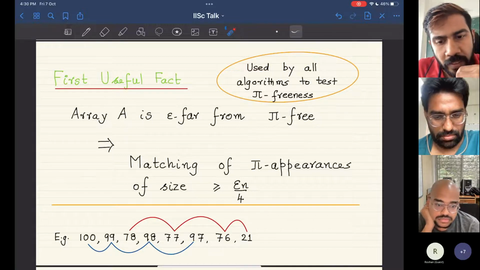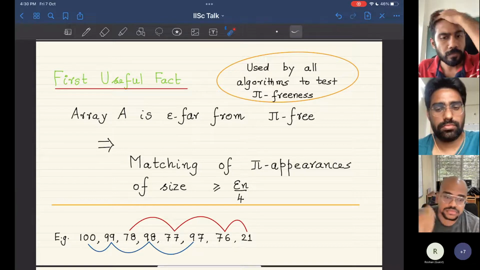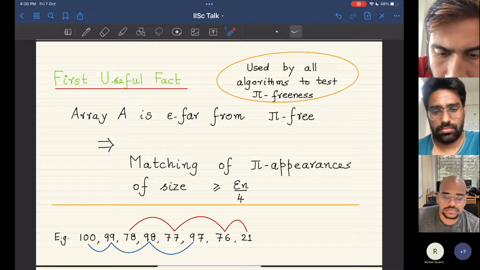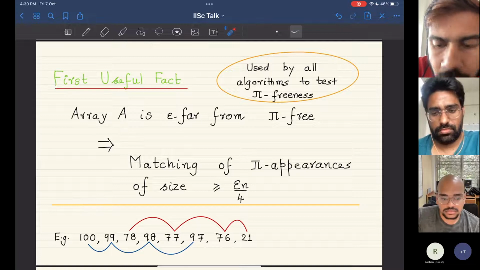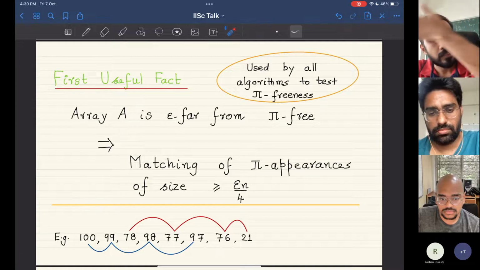Do you have questions? It would mean epsilon n by 4 simultaneous disjoint occurrences? Yes.